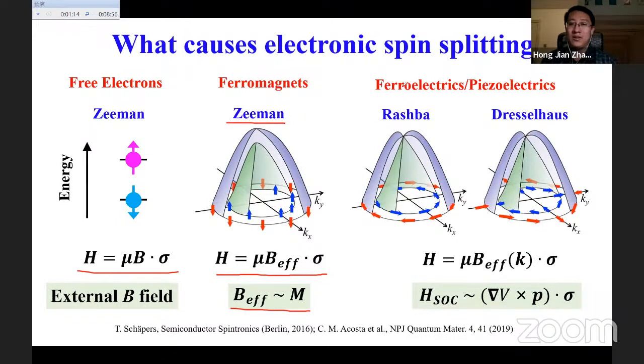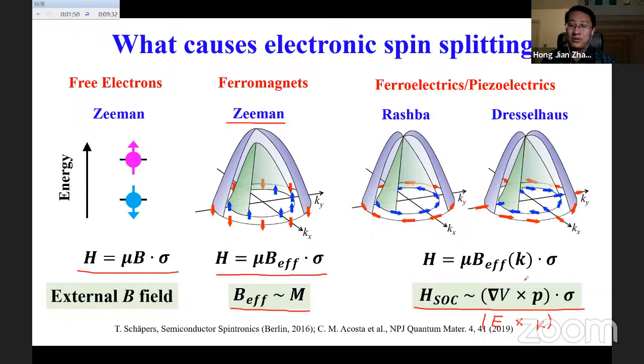Well, in a ferroelectric or piezoelectric material, this material doesn't contain a spontaneous spin, spontaneous magnetization, but this kind of material lacks an inversion center, and because of spin-orbit coupling, there is a term like this, where the gradient of potential is the electric field, and P is a momentum operator, somewhat like K. Then you will see there is an electric field cross K times sigma.